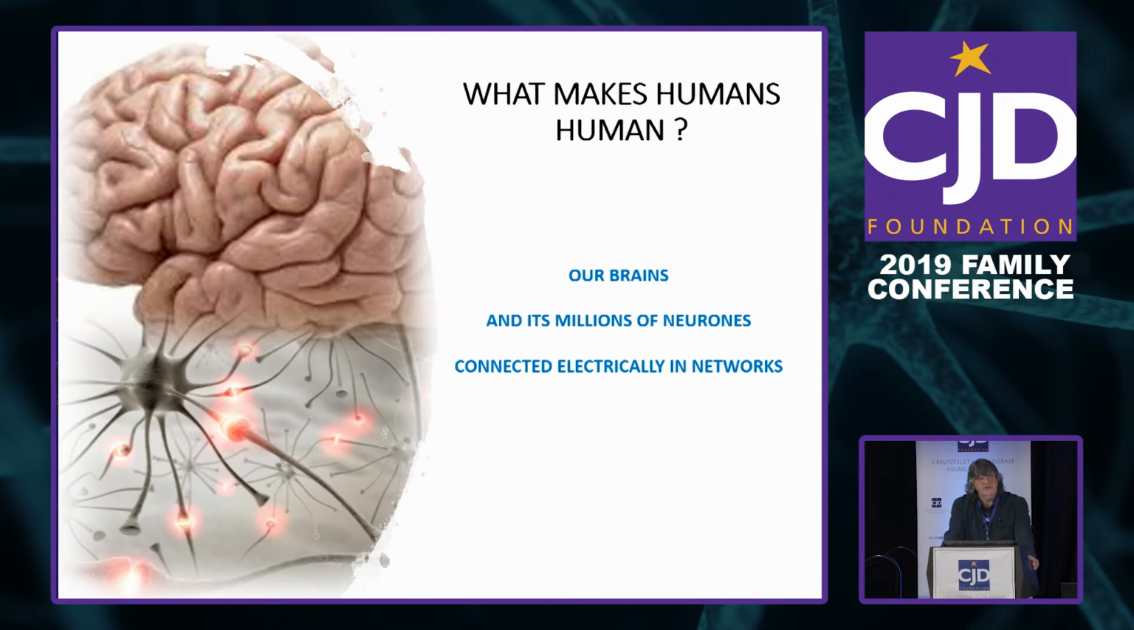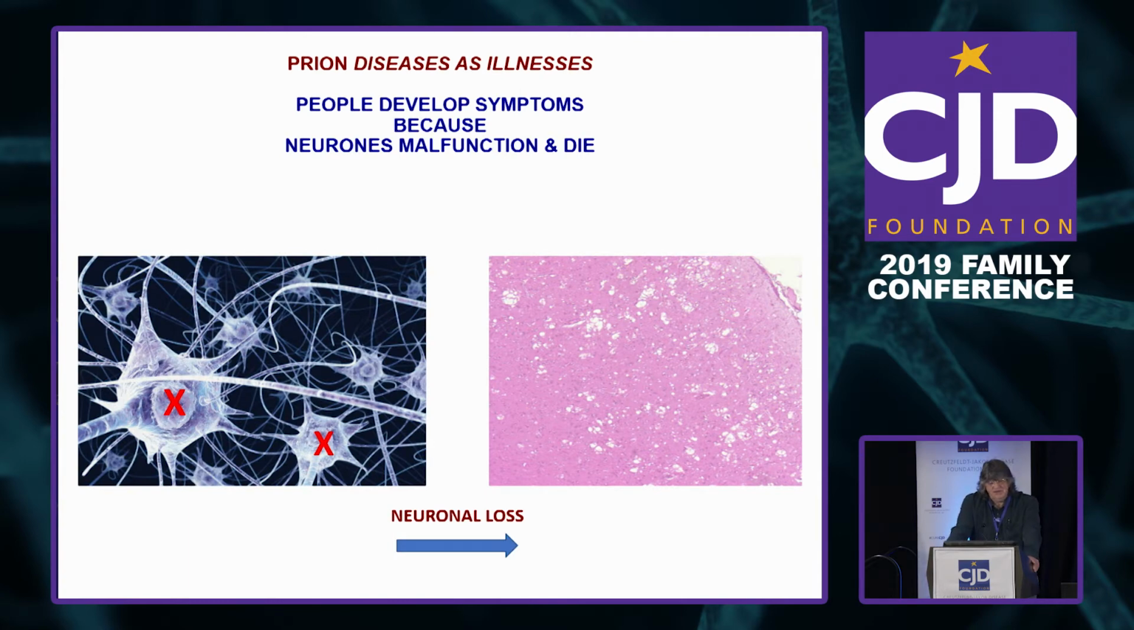However, these are diseases, and if we move away from proteins to people, it's an interesting question as to what makes human beings human, and I still find the answer is a very strange one, but there we are. Our brains and its millions of neurons and its billions of connections in electrical networks make us human. So prion diseases are illnesses, and they're illnesses because people develop symptoms, and they develop symptoms because neurons, brain cells, malfunction and die. And you get neuronal loss leading to these holes in the brain.